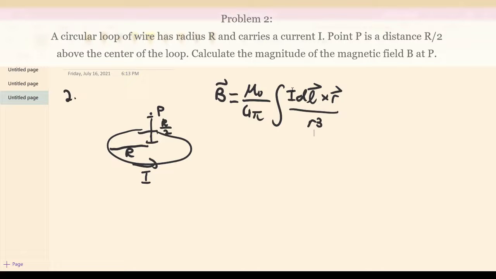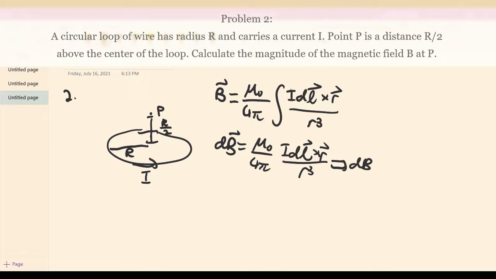Now we can just apply this. We can use dB equal to mu0 over 4 pi times I dl cross r over r cubed. So the magnitude of dB would just be mu0 I times dl over 4 pi r squared.